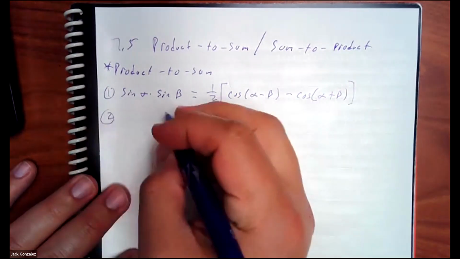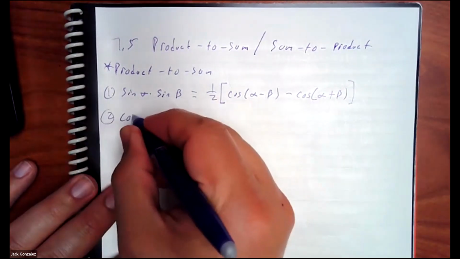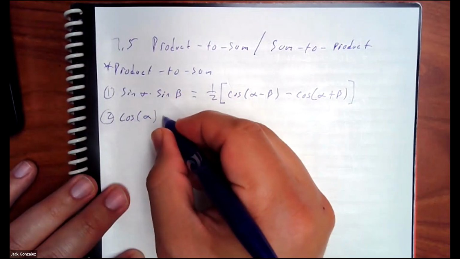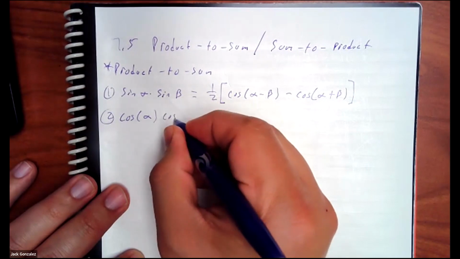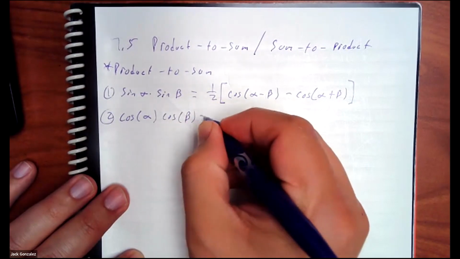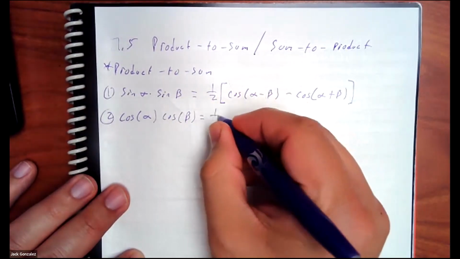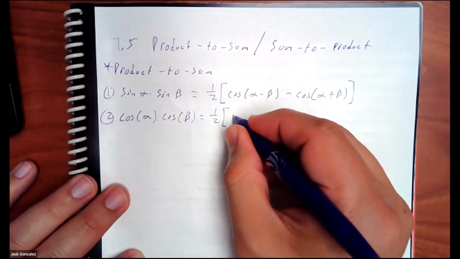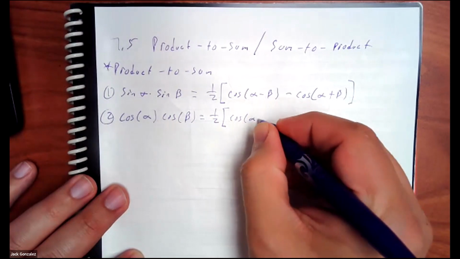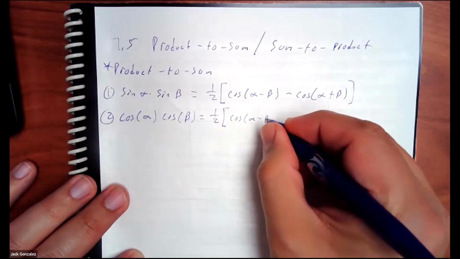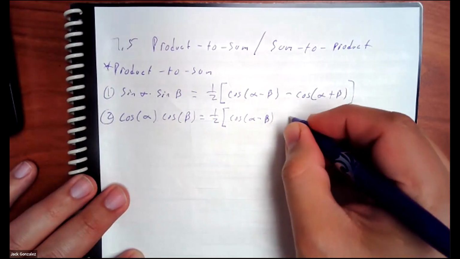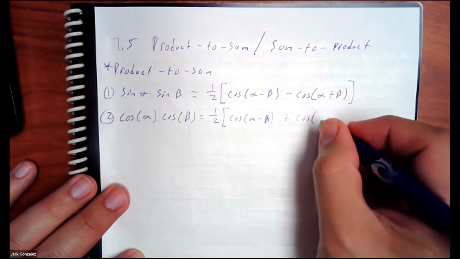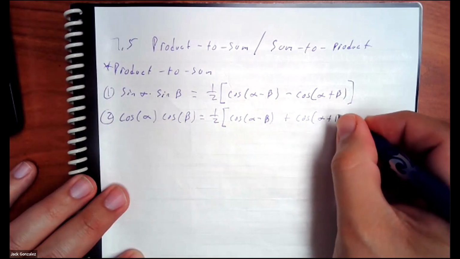Number 2, cosine alpha cosine beta is equal to 1/2 cosine alpha minus beta plus cosine alpha plus beta.